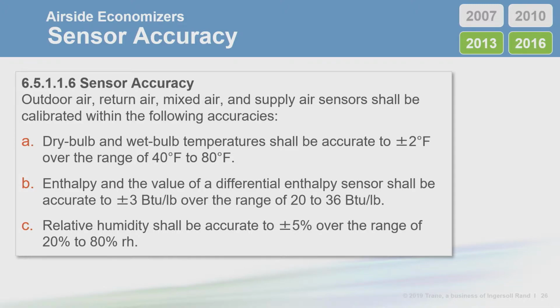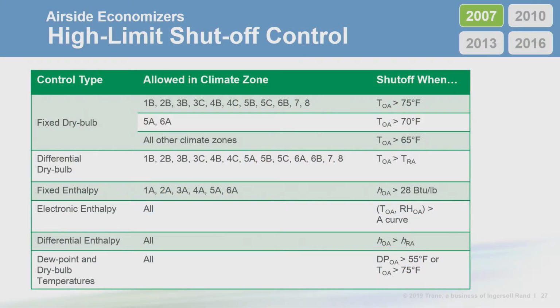The standards use high-limit shutoff controls to prescribe when economizers are shut off in favor of mechanical cooling. In the 2007 version, there are two tables. The first table indicates which control types are allowed or prohibited for specific climate zones. The second table shows the control types by climate and how the control should work.